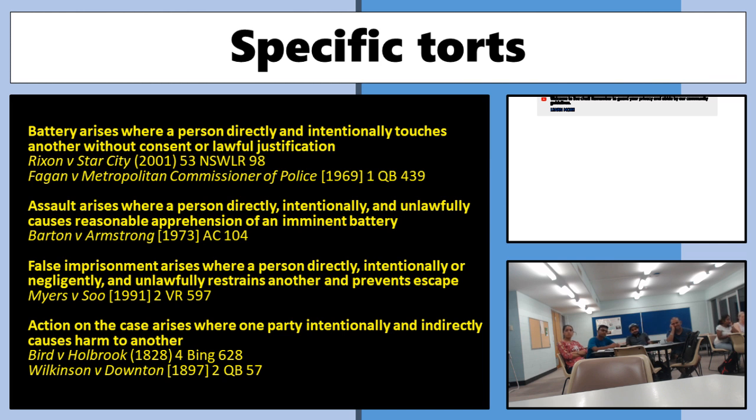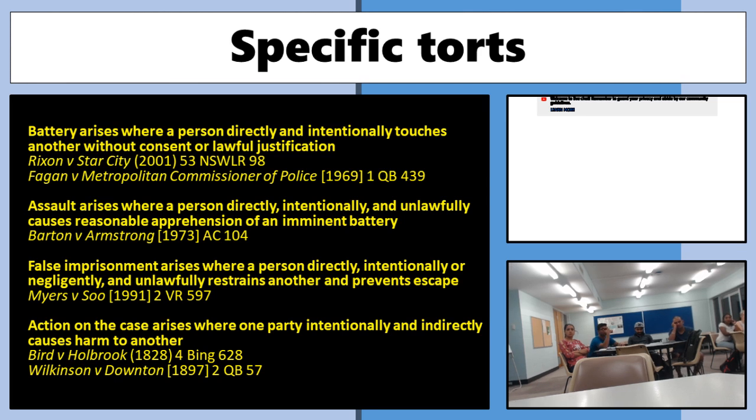Okay. So just make note of a couple of things there. What have we got? Rixon and Star City. Rixon and Star City was a case involving a person who was at a casino. And the issue was, when being grabbed by the security guards on the shoulder, "come with me", is that battery? And the answer is yes. Yes, it's going to be. Grabbing somebody, on the face of it, most times they're not going to consent to that. No, they don't have the same protection.